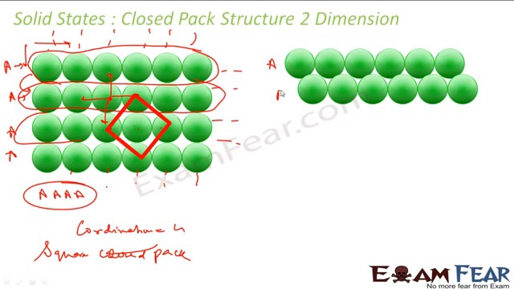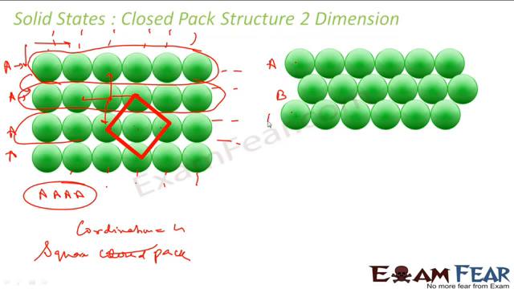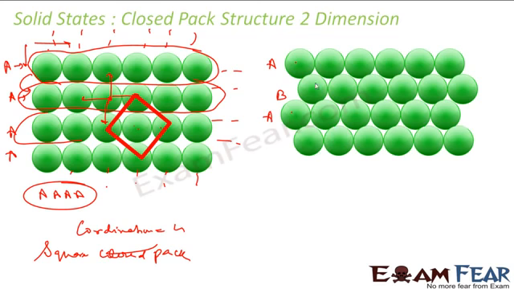So this is the arrangement B, and the next will be this arrangement. So if you see, this arrangement is exactly the same. So this will again be arrangement A. Again this arrangement. If you see, this and this are exactly the same. So B. So this is nothing but AB arrangement. Here the second row is placed above in a staggered manner, such a way that the spheres fit in the depression of the first row.